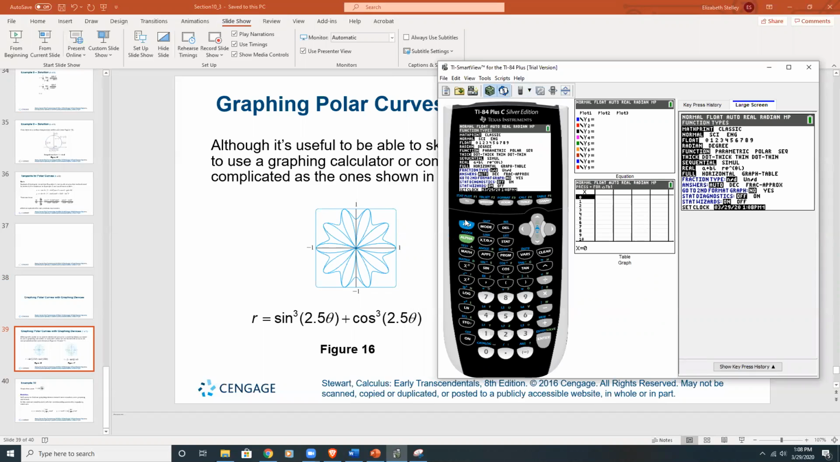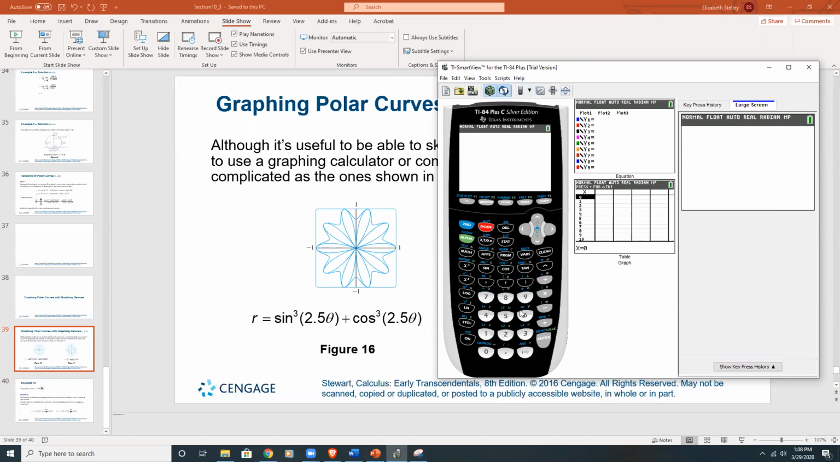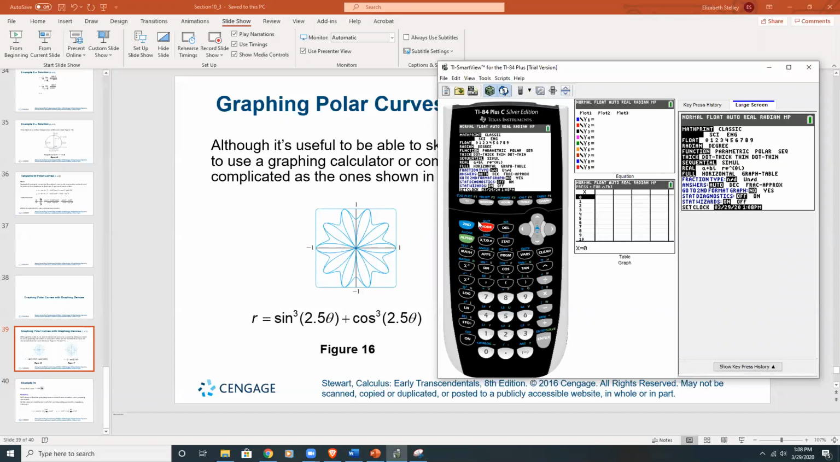Now the difference here is we have to make sure we click on the mode button and switch our graph type from function over to polar. Now I know in 10.2 we were using parametric, so now that we're in 10.3 we're going to be using polar. So I'm going to go down to that line, switch over to polar, and now I should be good to go as long as my theta is also in radian mode instead of degree.